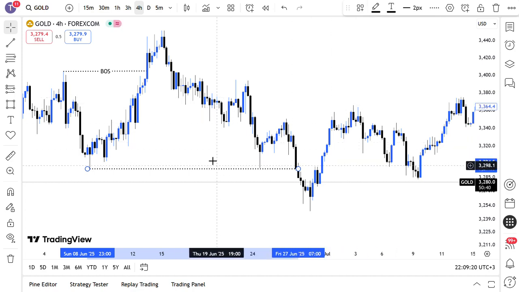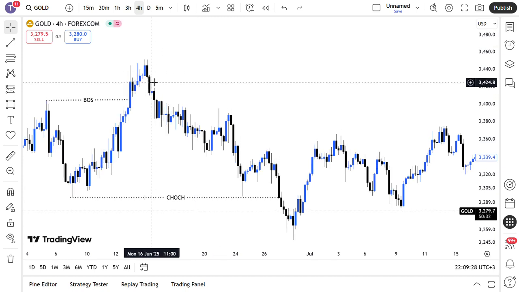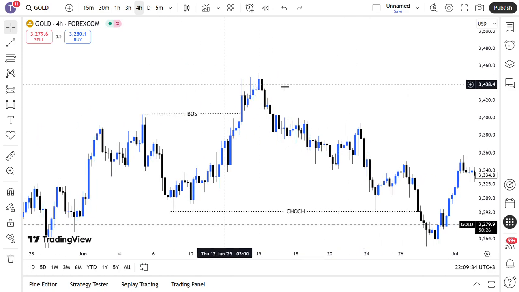So after this change of character to the downside, we left behind this order block, the 4-hour order block. And this order block has a fair value gap just below it. And remember, we swept liquidity on the other side.